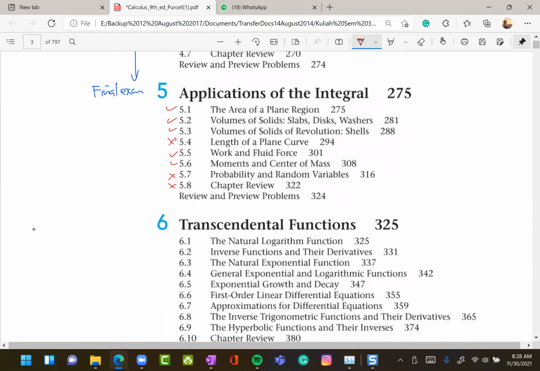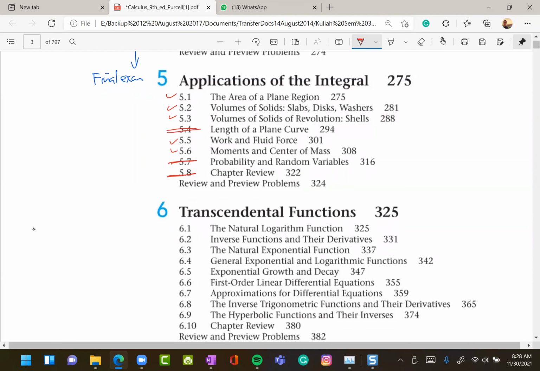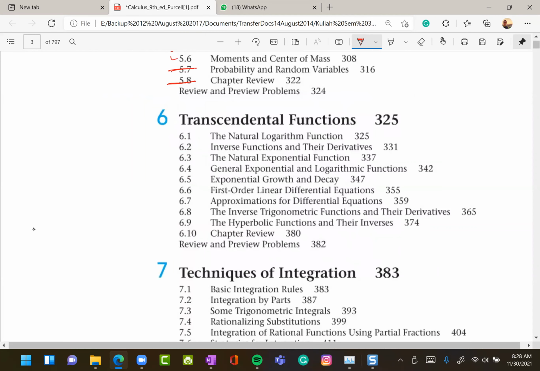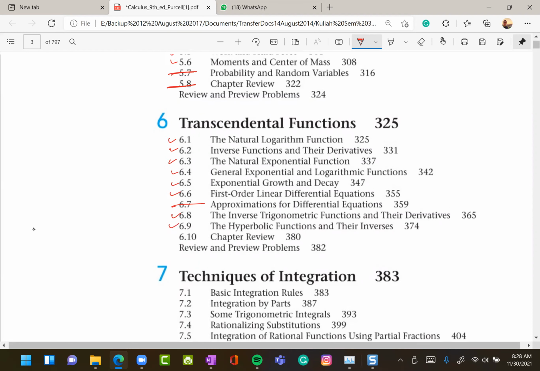And chapter 6. Log functions, inverse functions, natural exponential, or linear. Skip this one. There and there. Okay, so those are the material for our final.